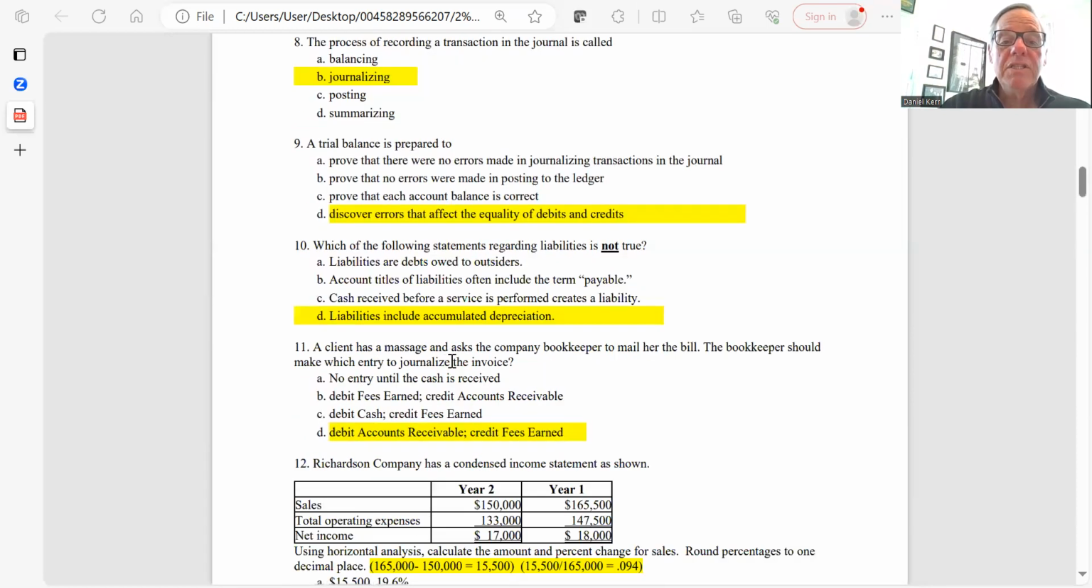11, a client has a massage and asks the company bookkeeper to mail her the bill. The bookkeeper would make the following entry to journalize the invoice. So to record revenue not yet received, they were looking for a debit to accounts receivable and a credit to some type of revenue account. And that is exactly what D is, debit accounts receivable, credit fees earned.